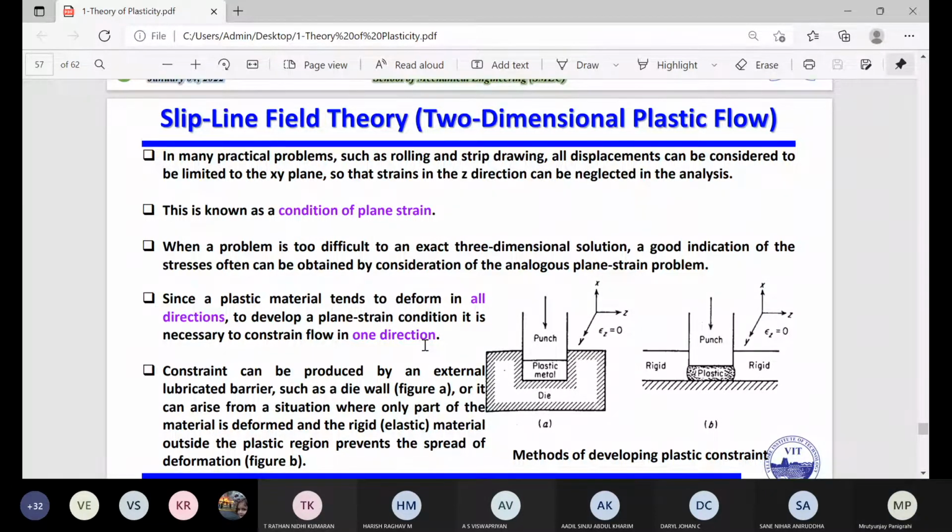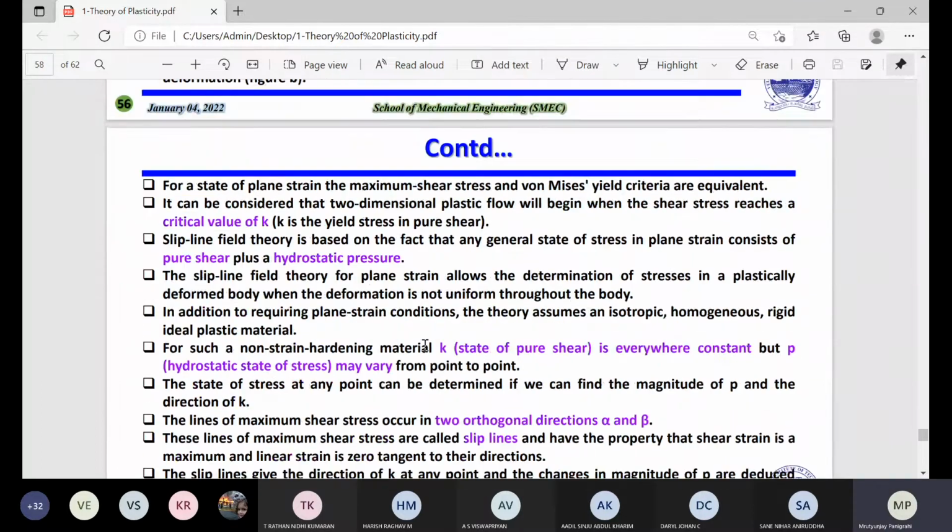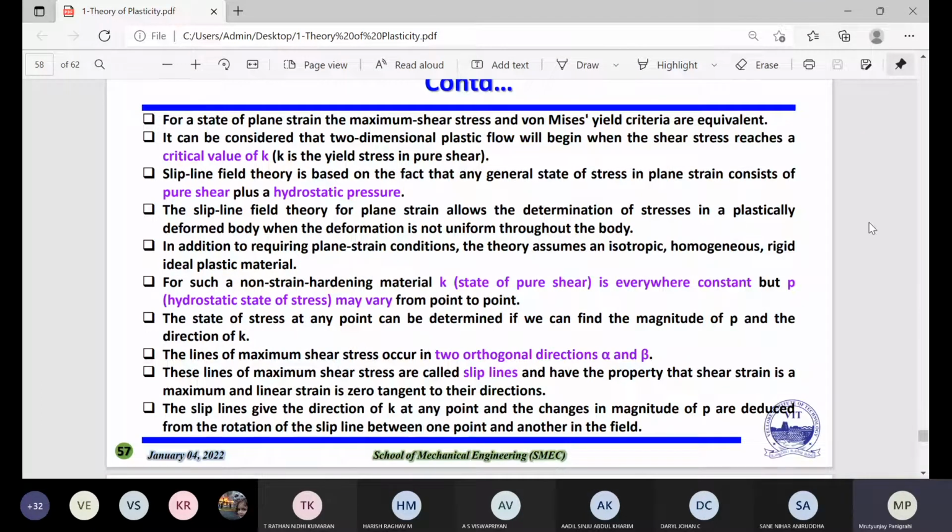Yes, sir. Okay, so the last slide, this one, I just put again to summarize. For a state of plane strain, the maximum shear stress and the von Mises criterion are equivalent. That's why I told you, in one page maybe you can put all the columns: this is X, Y, Z, for example, whatever conditions we have studied. The moment you make it, you will find that the maximum shear stress and the von Mises criteria are almost equivalent. It can be considered that two-dimensional plastic flow will begin when the shear stress reaches a critical value of K.